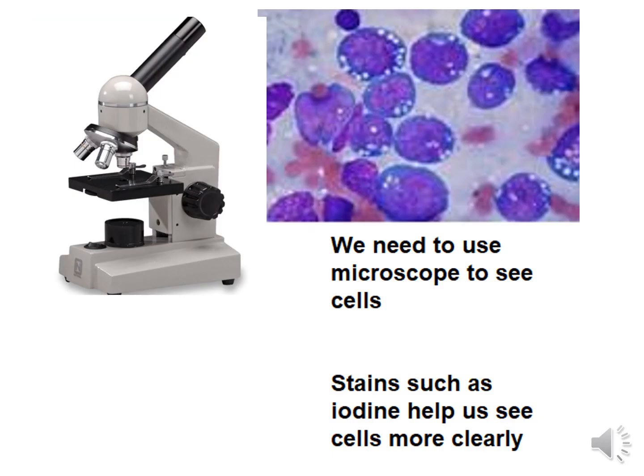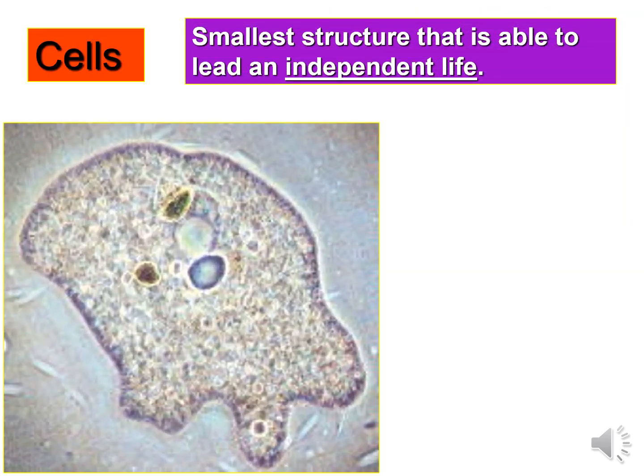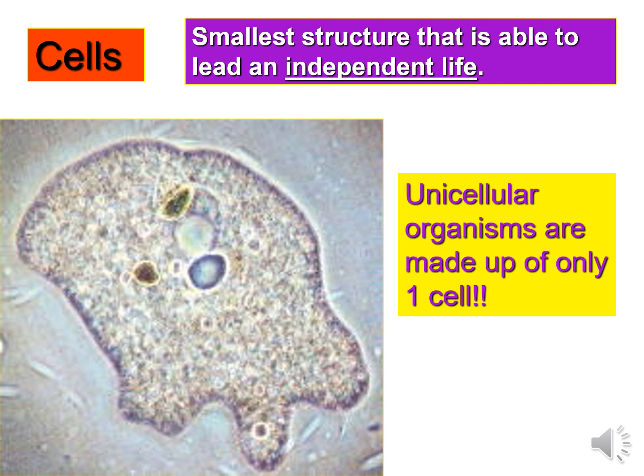Now cells are microscopic, so that means we need to use a microscope in order to see them, and we use stains such as iodine to help us see the cells more clearly. So cells are the smallest structure that are able to lead an independent life, which means they can live all by themselves. One cell can live all by itself and perform all the functions required for life.